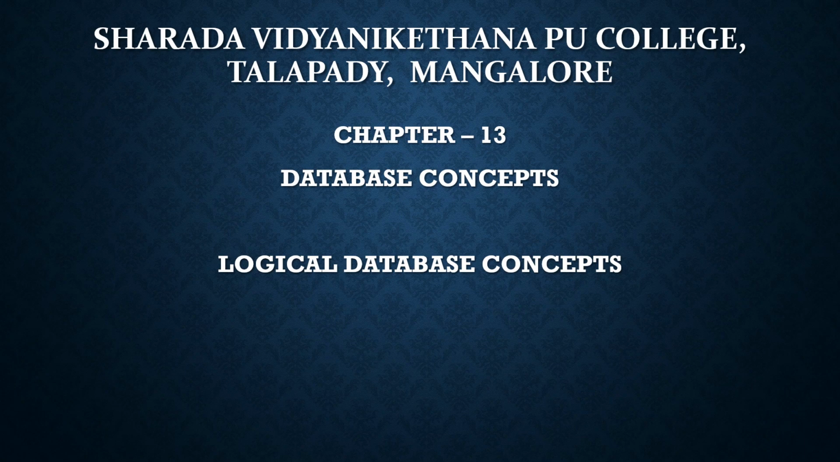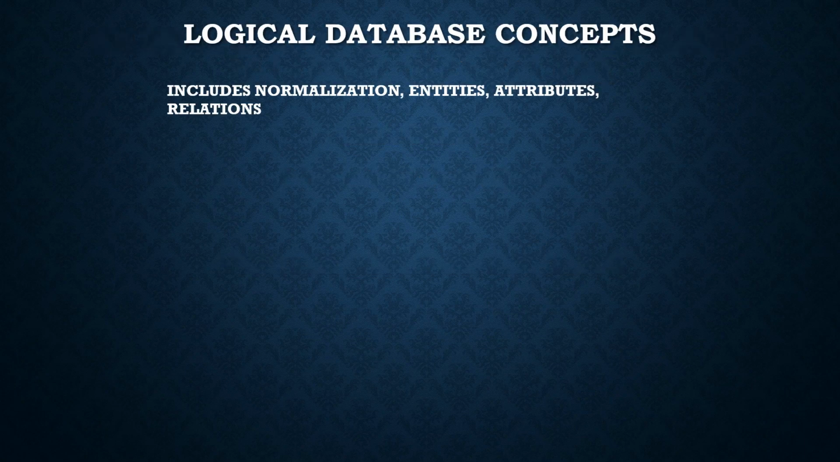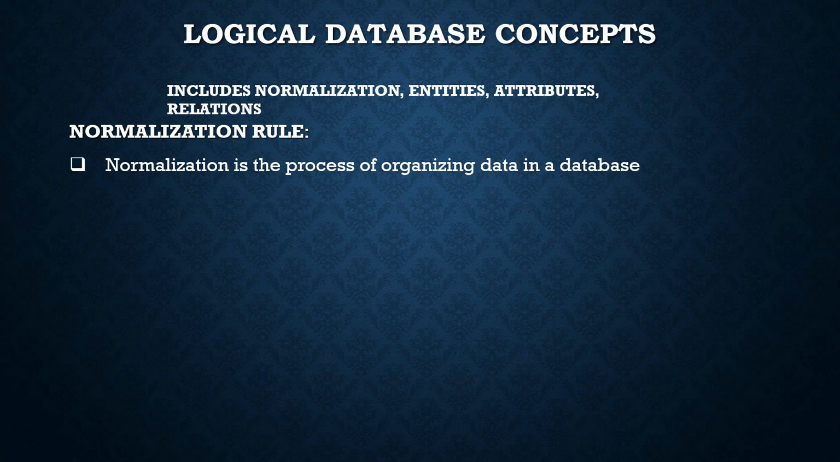Okay, next, today we are going to study the logical data model. The logical data model includes normalization, entities, attributes, and relations. So what do you mean by normalization? Normalization is a process of organizing data in a database. Whenever you design a database management system, we need to know how to organize the data in a database, so that there is no complexity.